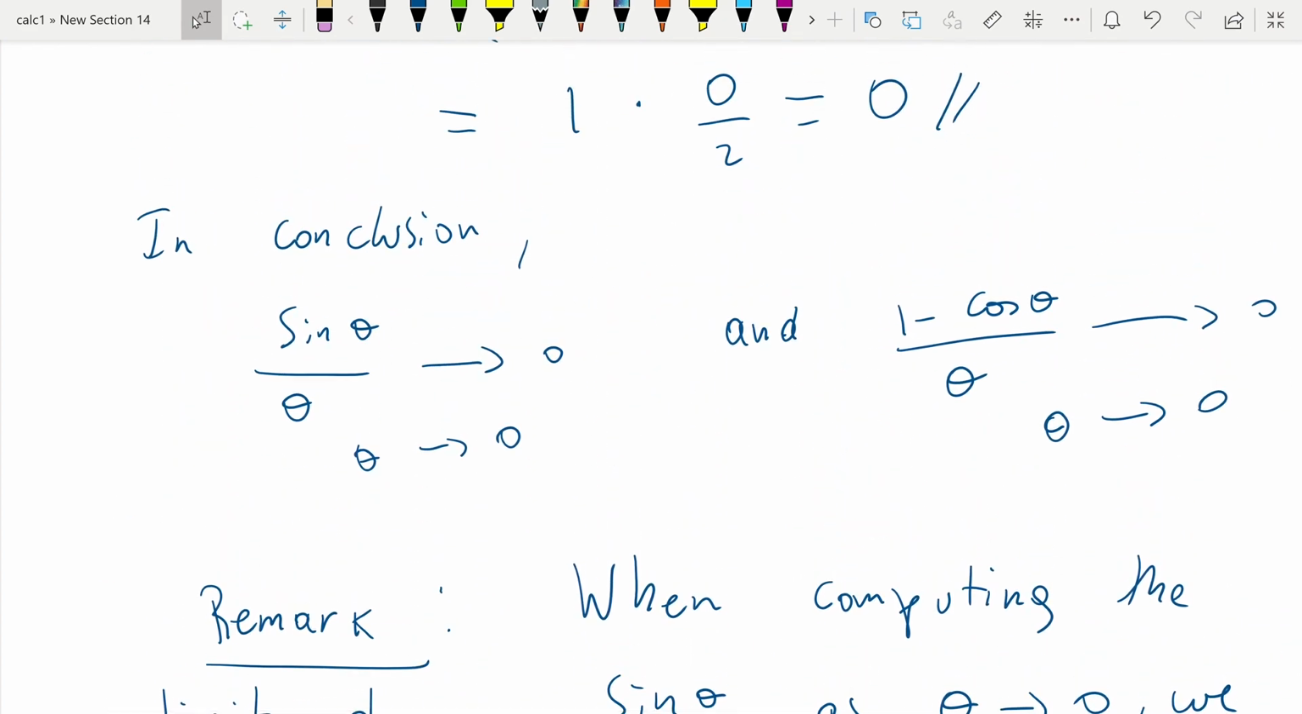Oh, in fact, I made a mistake here. This is not 0, this should be equal to 1. Sine of theta over theta goes to 1 as theta approaches 0, and 1 minus cosine theta over theta approaches 0. Okay, so this is for now. We'll go over the proof in the next video.